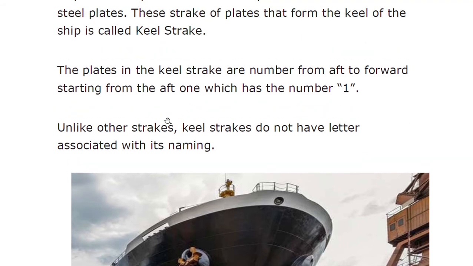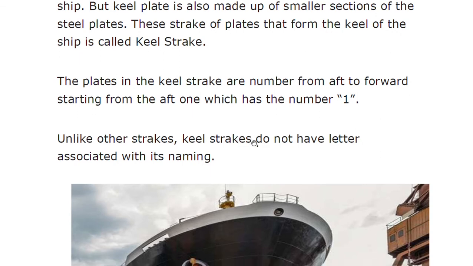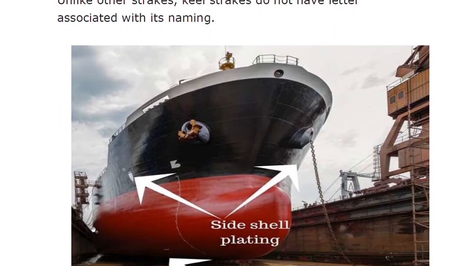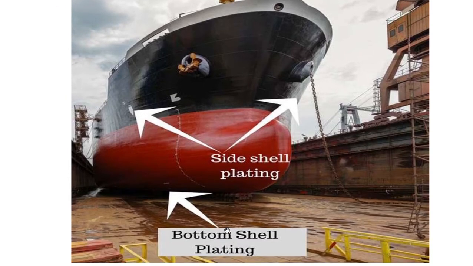Unlike the other strakes, keel strake does not have a letter associated with its naming. This was about side shell plating. What I'm talking: A1, A2, A3, B1, B2, B3, B4, C1, C2, C3, C4, and so on. But the keel strake has only numbers 1, 2, 3, 4, 5, 6, 7, 8, 9 from aft, and it is coming till the forward. So I hope this is also clear for you how the numbering of the ship is being carried out for the side shell plating and for the bottom shell plating. So this is also one of the important things, wherein you also saw the shear strake and the garboard strake and the keel strake.